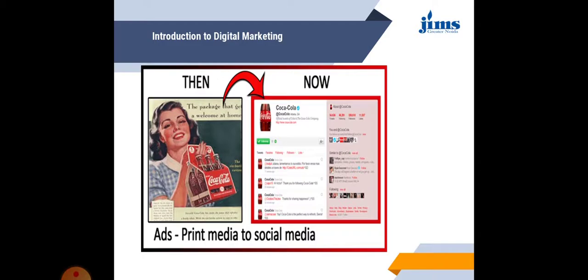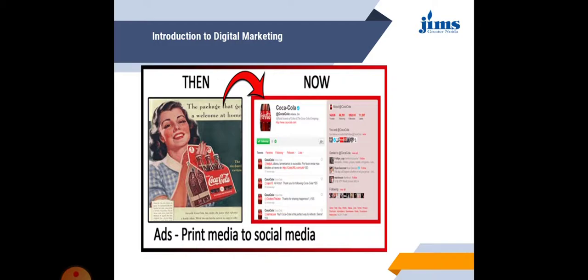Now in this picture I have tried to show you what kind of ads were given in the traditional marketing era. If we talk about say 25 to 30 years back, this kind of ad was given in which you can see a female holding Coca-Cola bottles. So that was the time. And when we talk about the ads related to Coca-Cola, the nature of the product is the same, although some changes might be there, but 80% of the product is the same.